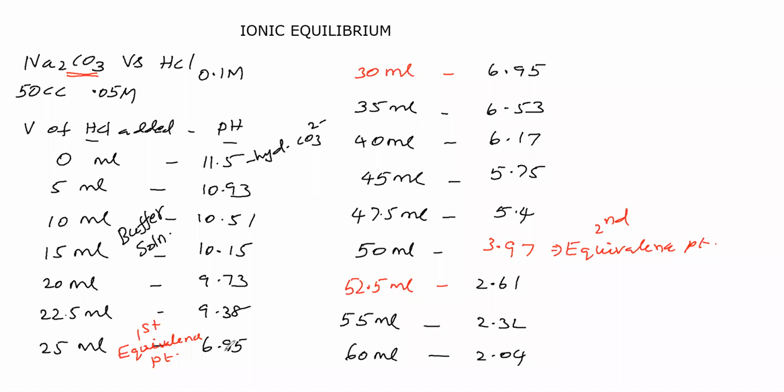Then here we have calculated pH by using the formula: concentration of H plus is equal to the square root of Ka1 into Ka2. Using this formula, we have calculated the pH of the solution. For the 25 ml case, we have found the pH by considering the square root of Ka1 and Ka2.